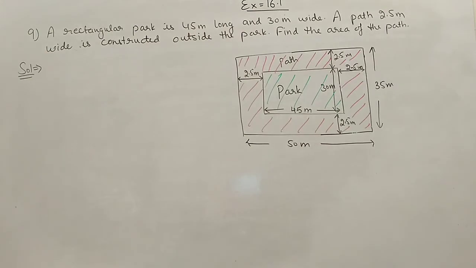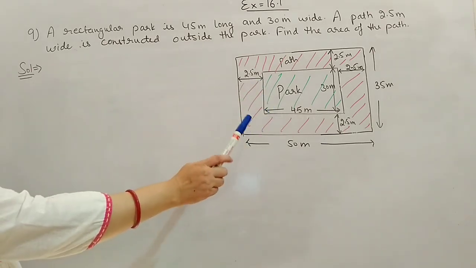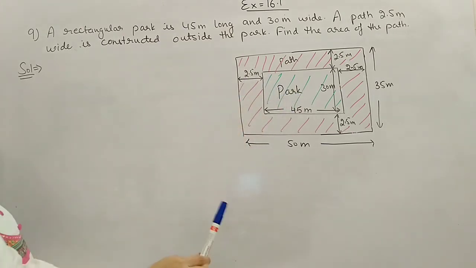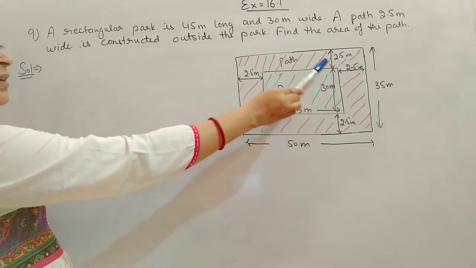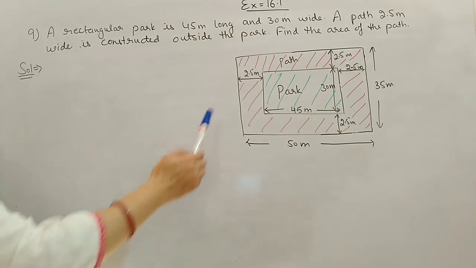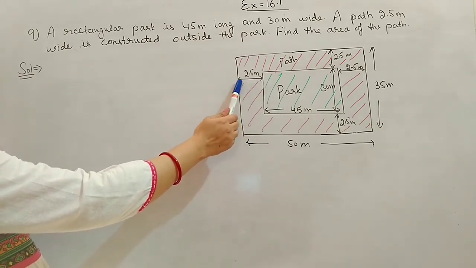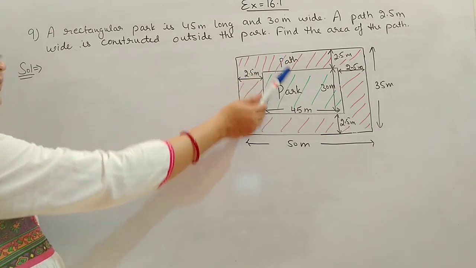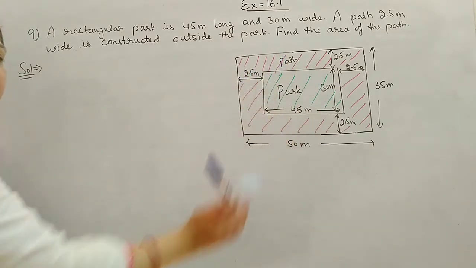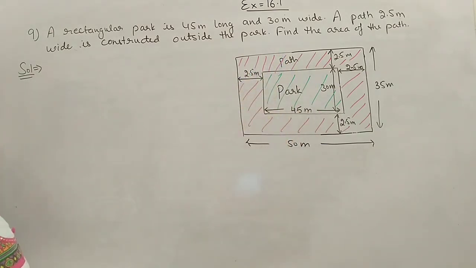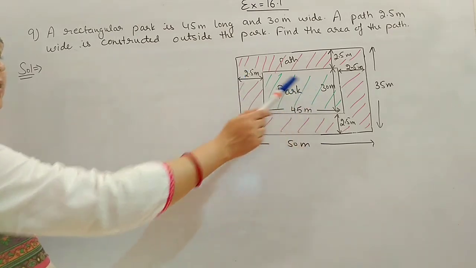Next, question number 9. The rectangular park is 45 meter by 30 meter wide. A path 2.5 meter wide is constructed outside the park, and find the area of path. So here this green color portion is park. The dimension of this park is 45 and 30. Outside this park, this red color is the path, and this path width is 2.5 here, 2.5 here, 2.5 here, and 2.5 that side. And we have to find out the area for this red color portion.